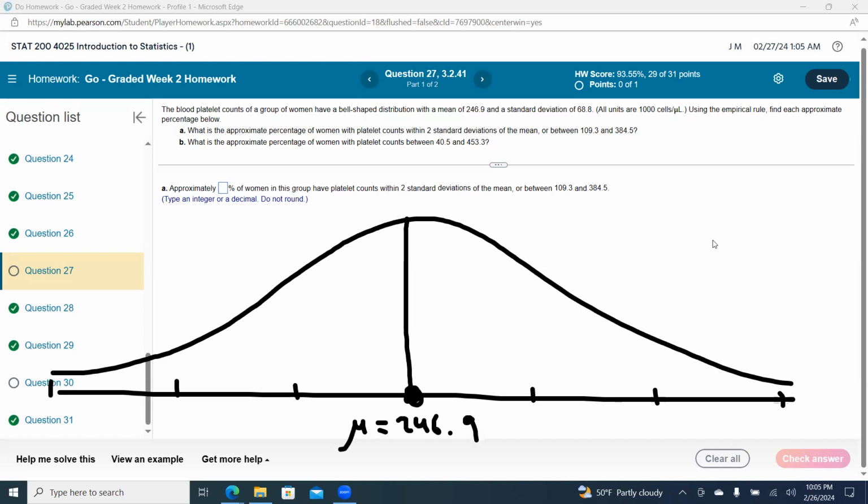So remember what that means is that this value here is not 68. It's 246.9 plus 68. So this length, the standard deviation, is 68.8. Very easy, but people struggle with it, which is okay. We don't mean to give anybody a hard time. But if we label this, we just add 68.8 3 times, we subtract 68.8 3 times.